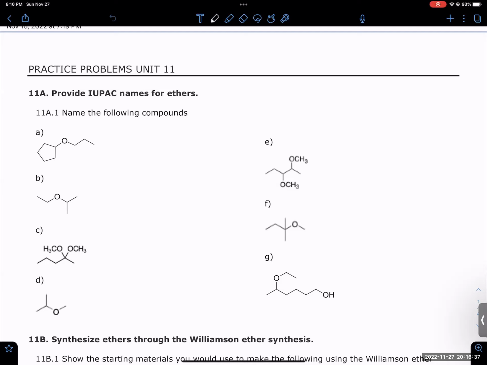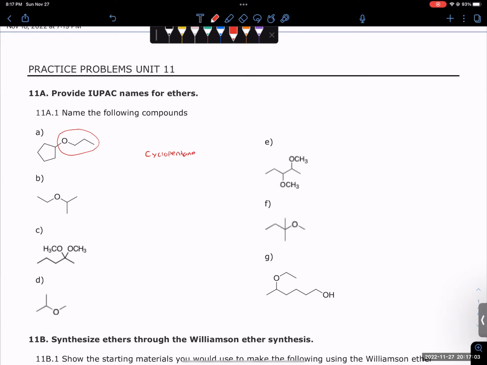So for A, what you need to realize is that this substituent right here, let me highlight this in a different color. Let's do it black. This is going to be our substituent on our parent chain, and our parent chain is going to be the cyclopentane ring. So we know that cyclopentane would go at the end. And then our substituent is a propyl group, but with an oxygen. So this is an ether, so it would be propoxy. So propoxy would go at the front. All right, so it would be propoxy cyclopentane.